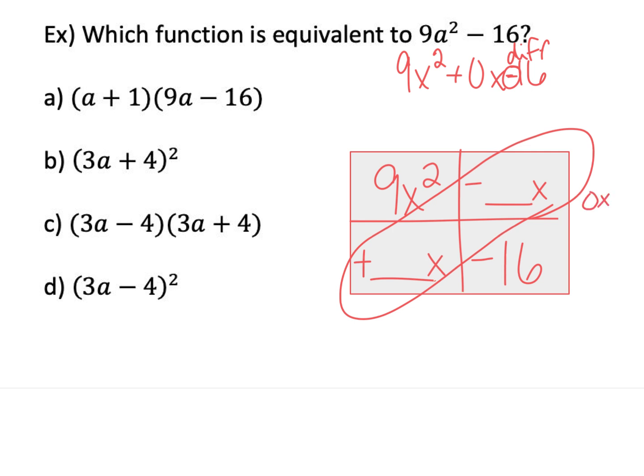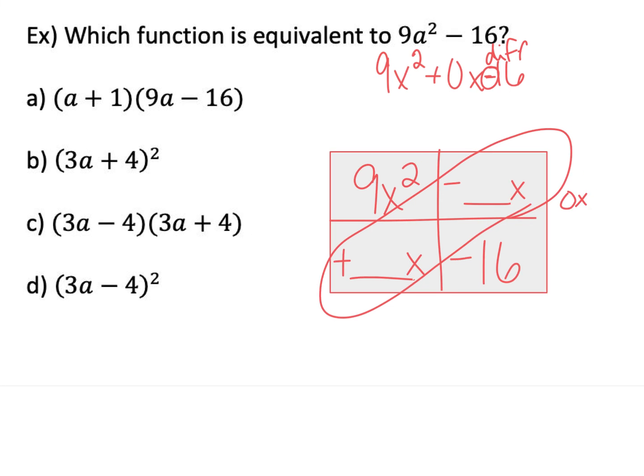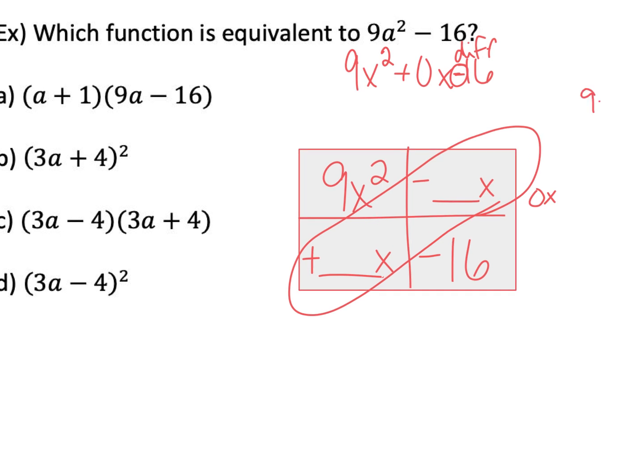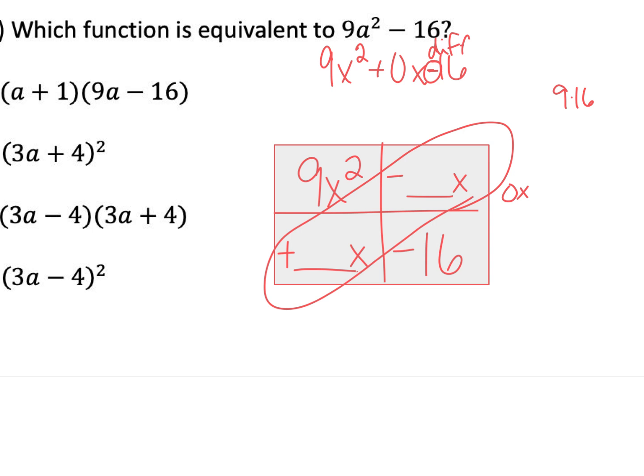So 9, you got to do A times C. 9 times 16 is 144. Is that right? What do you know about 144 that's going to cancel? What makes 144? That one, so it's the same number when we add and subtract. Is 12. Is 144 a perfect square? Yes. Minus 12 plus 12.